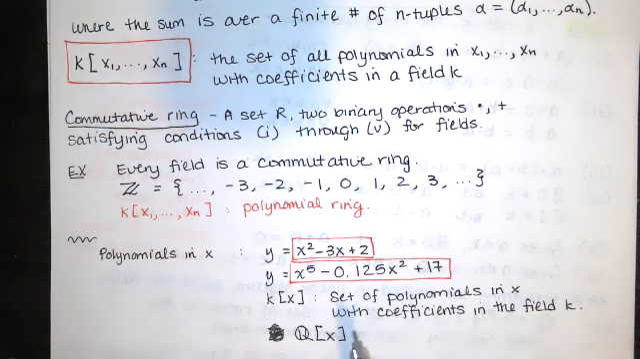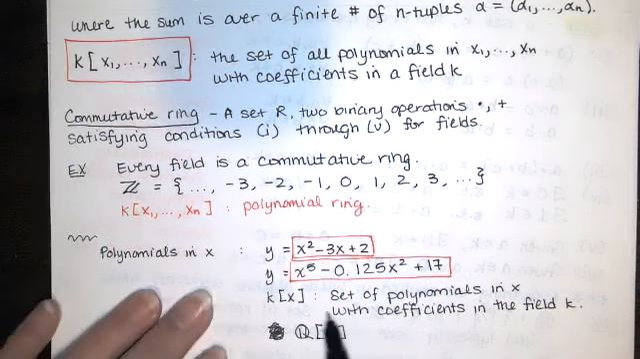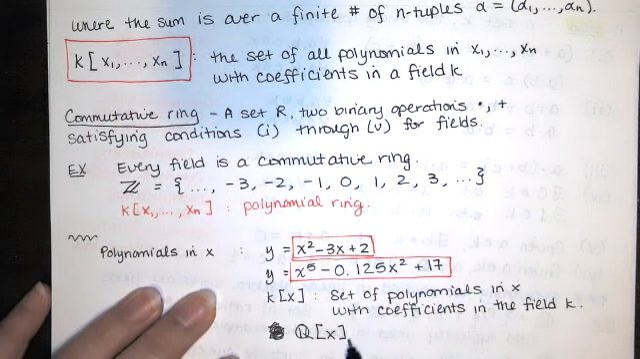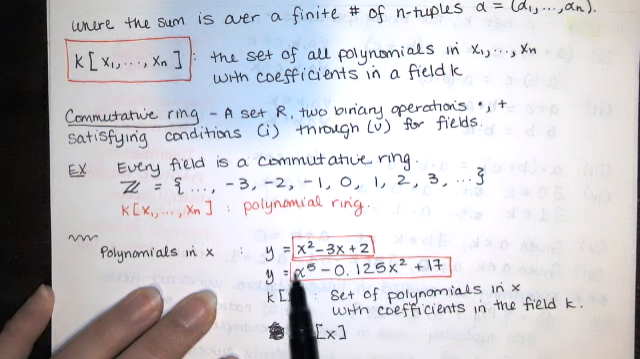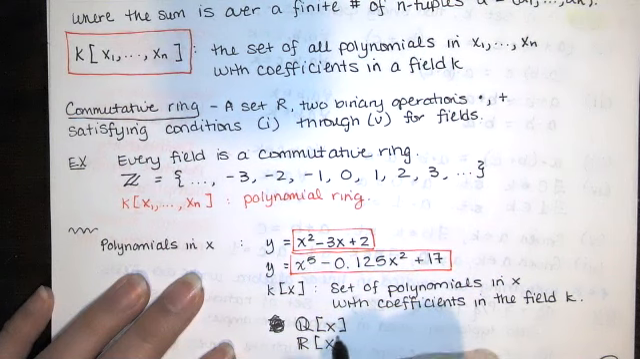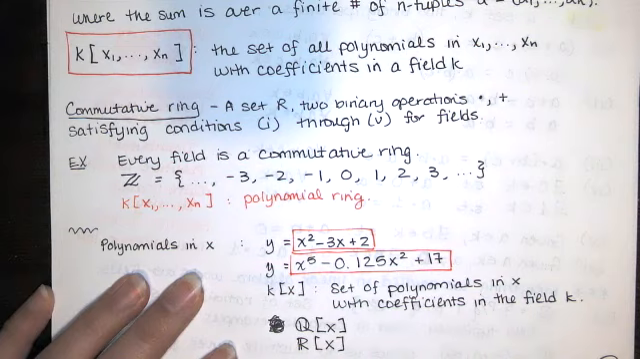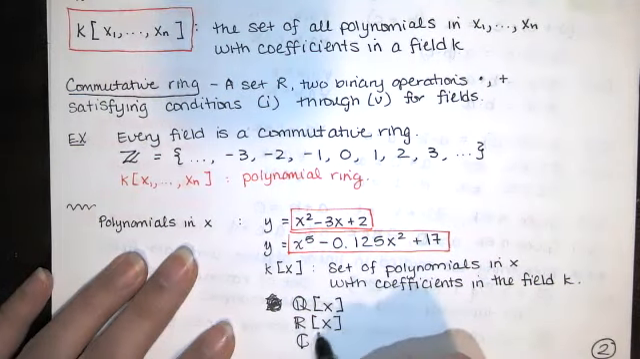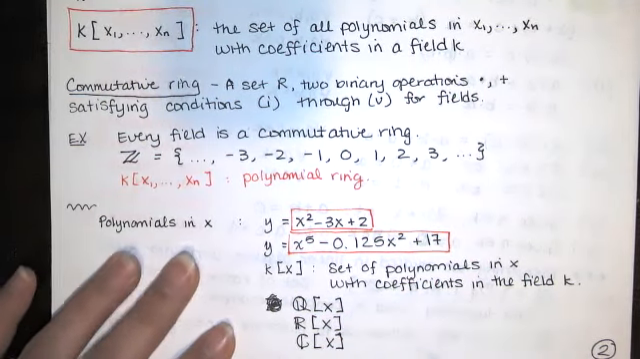The coefficient of x to the 4th is 0. Coefficient of x cubed is 0. That would also belong to this set of polynomials with coefficients in the rational numbers. Or we could think of these as coefficients in the real numbers. 1, -3, and 2 are real numbers. These numbers are real numbers. Or we could think of those as coefficients in the complex numbers.